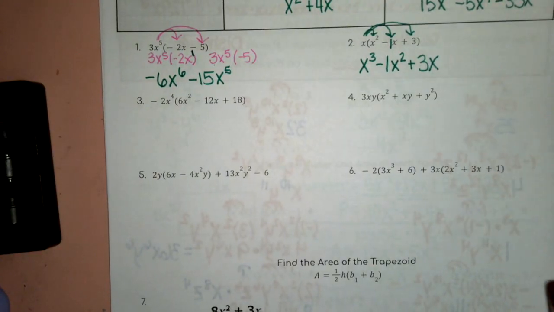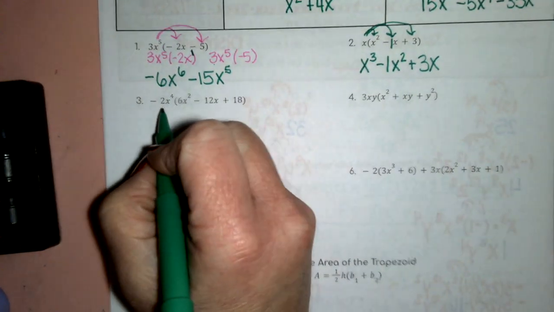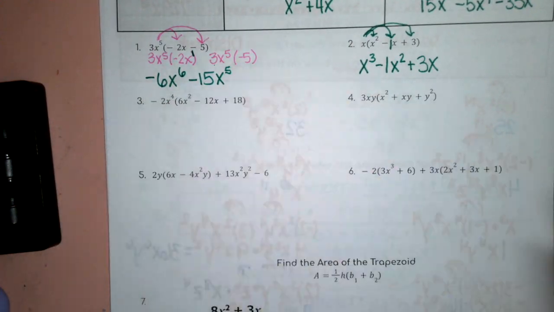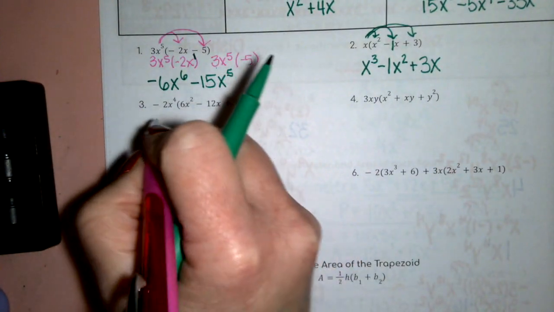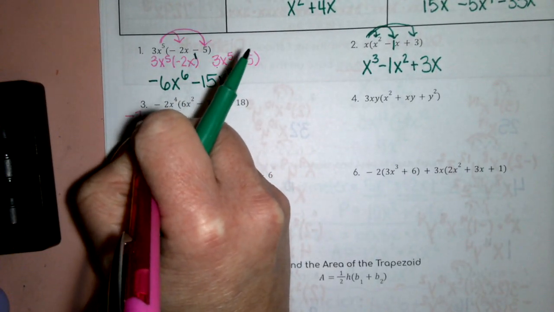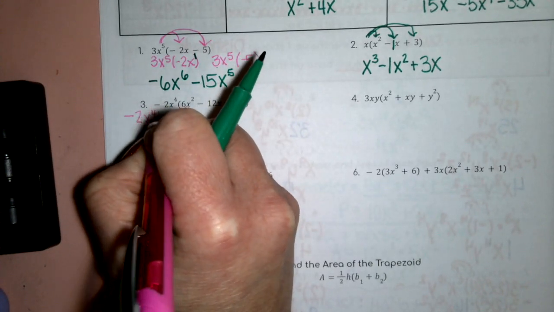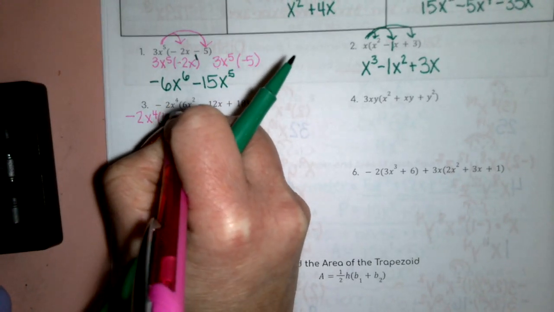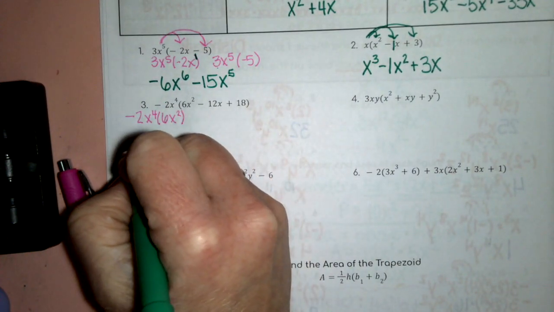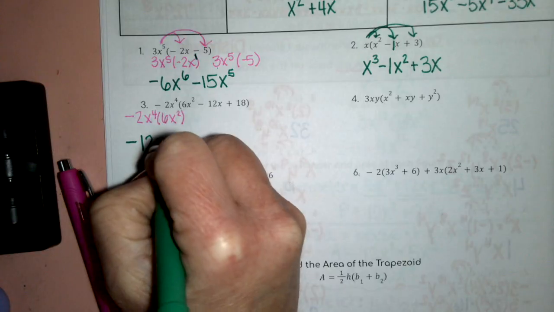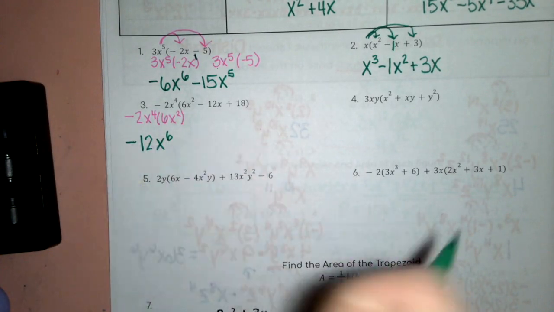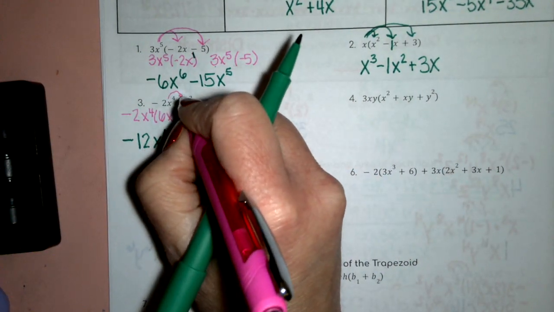Number 3, we have negative 2x to the 4th times 6x squared. So I'm going to go ahead and write that out because we have a coefficient in front, so it's easier for us to talk about and to see. Negative 2x to the 4th times 6x squared. And that's negative 2 times 6 is negative 12. X, 4 plus 2 is 6. That was the first one.